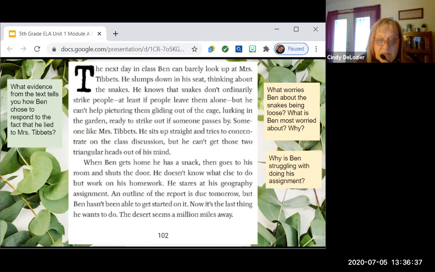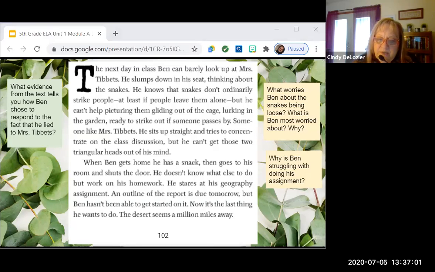When Ben gets home, he has a snack, then goes to his room and shuts the door. He doesn't know what else to do but work on his homework. He stares at his geography assignment. An outline of the report is due tomorrow, but Ben hasn't been able to get started on it. Now it's the last thing he wants to do. The desert seems a million miles away.